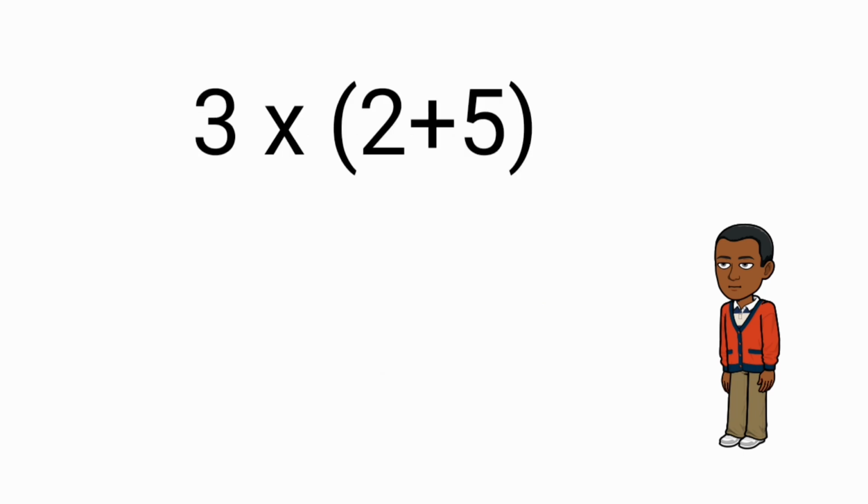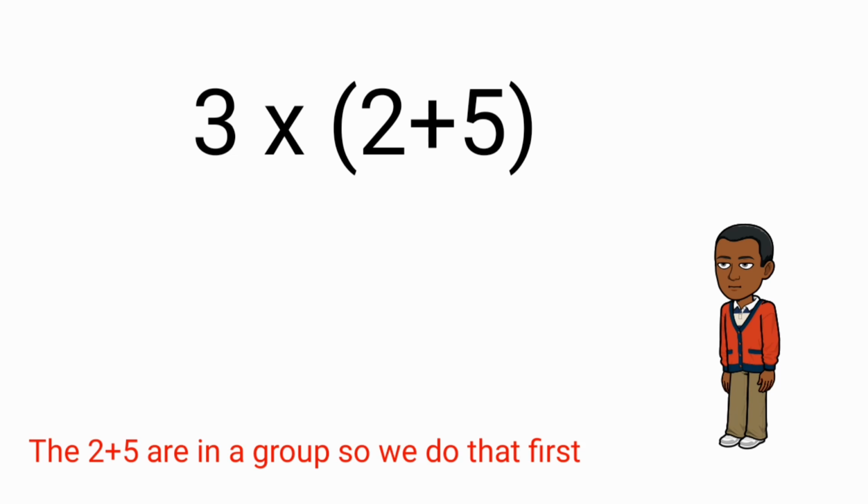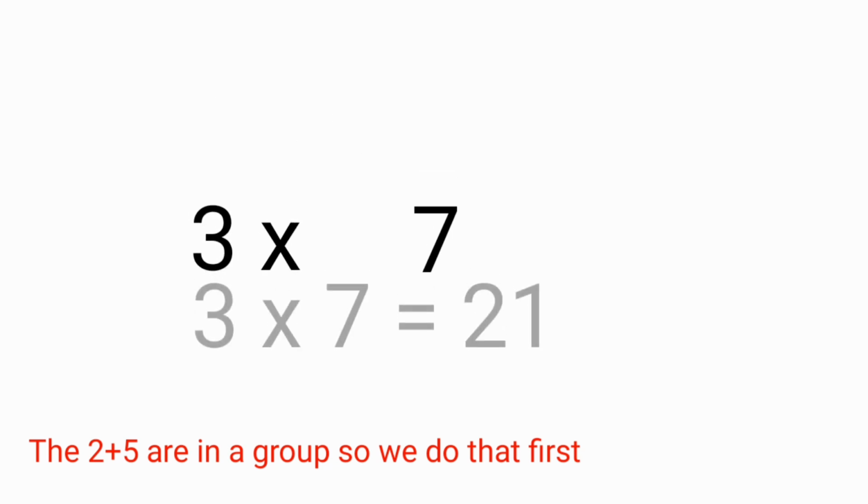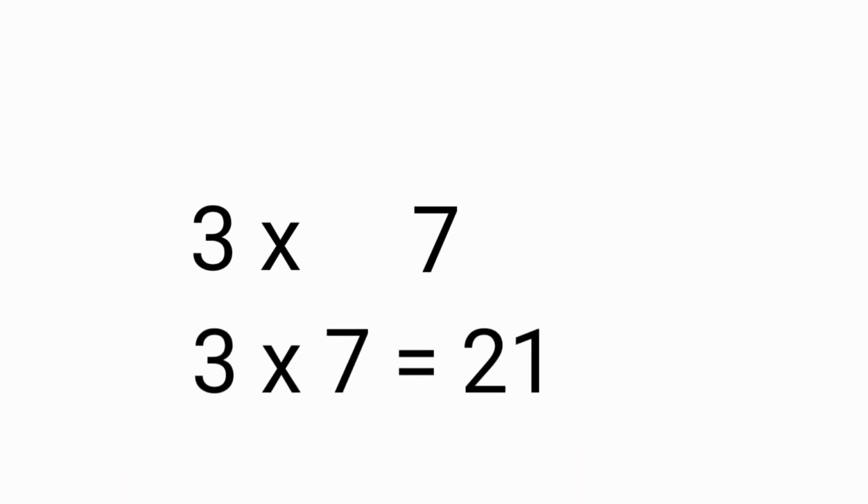Alright, so take this problem: 3 times 2 plus 5. Despite multiplication before addition, we must do this addition in the groups. So 2 plus 5 is 7. Then you multiply that by the 3 to get 21.